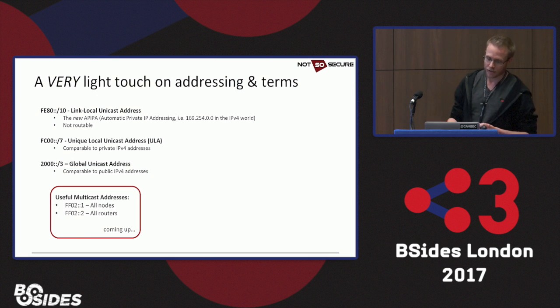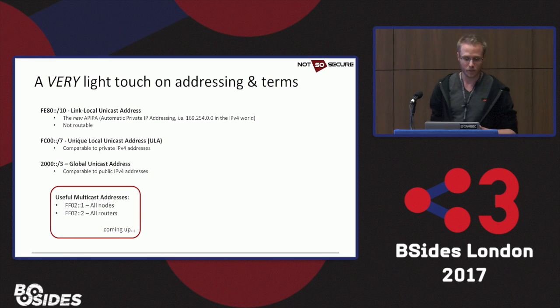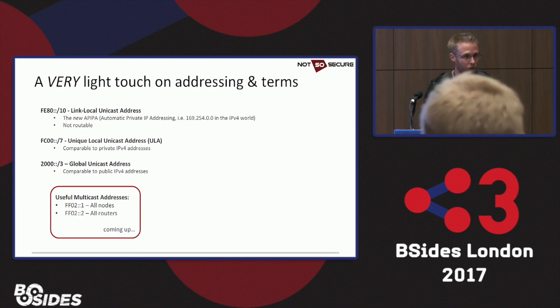I'm not going to talk too much about the ULAs, but they're equivalent to your private IPv4 addressing. And the other important address type from my perspective with this talk is the global. So the global addressing scheme on the 2000::/3. This is comparable to your public IPv4 addresses. A couple of interesting addresses as well are these multicast values. So we've got FF02::1, which denotes anything that you send to this address will go to all nodes in the network, and FF02::2, all routers on the network.